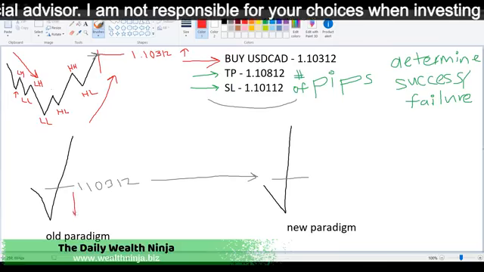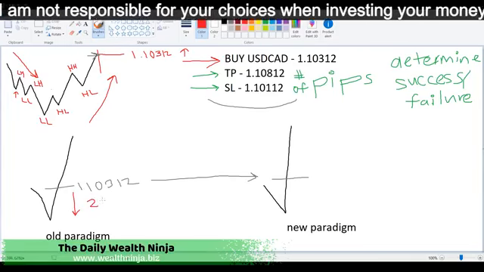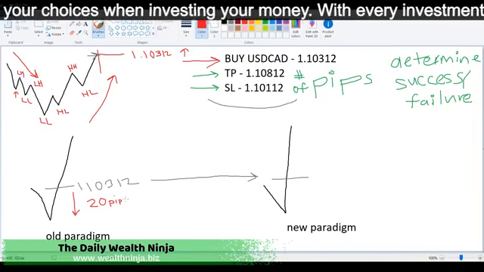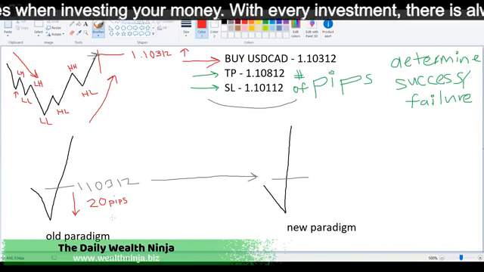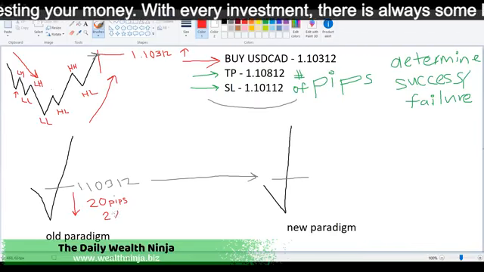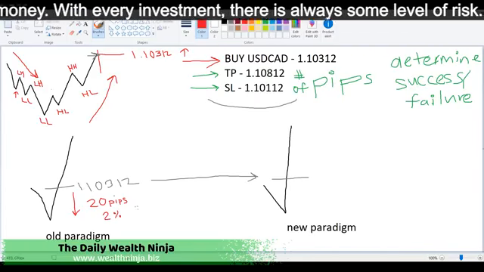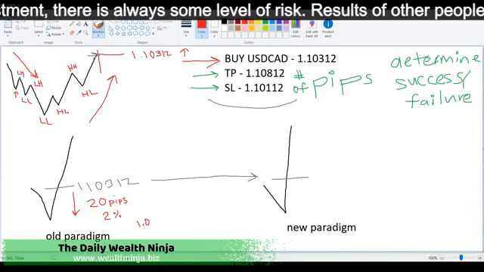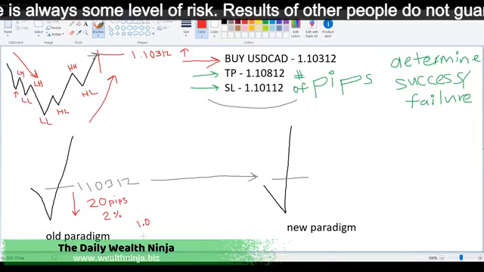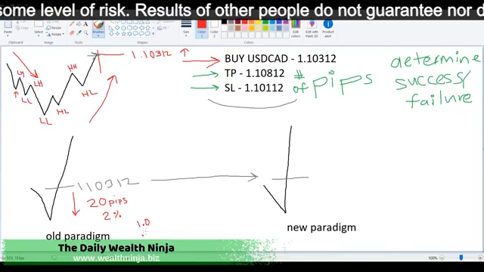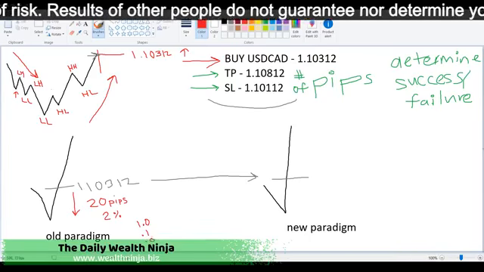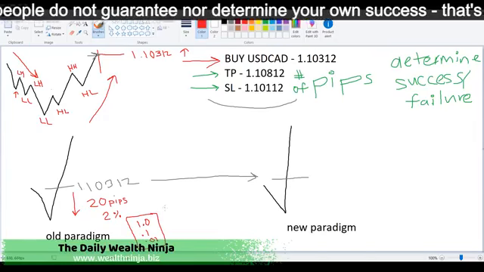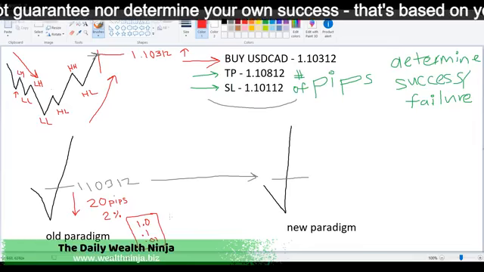So if we had a stop loss of 20 pips, and based off of your lot size, which is the amount that you're putting into each trade, let's say that this 20 pips was 2% of your account. Now, maybe you're using a standard lot of 1.0, a mini lot of 0.1, or even a micro lot of 0.01. Again, these are just the base numbers. Whatever you choose, you have to base it off of your account size.